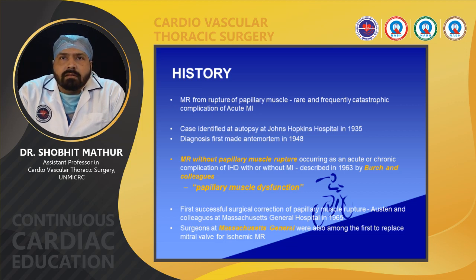MR without papillary muscle rupture, due to tethering occurring as an acute or chronic complication of IHD with or without MI, was described in 1963 by Birch and colleagues. In fact, Birch and colleagues are the people who actually gave this term, that the ischemic MR is due to papillary muscle dysfunction. First surgical correction of papillary muscle rupture was carried out by Austin and colleagues at Massachusetts General Hospital in 1965. In fact, surgeons at Massachusetts General Hospital are among the first to replace the mitral valve for ischemic MR.